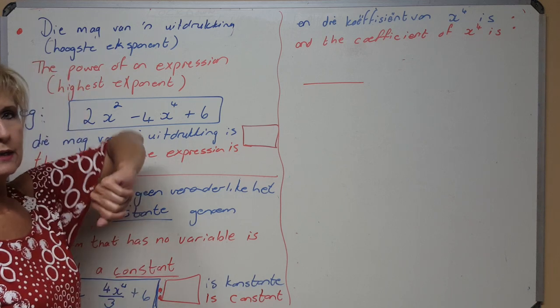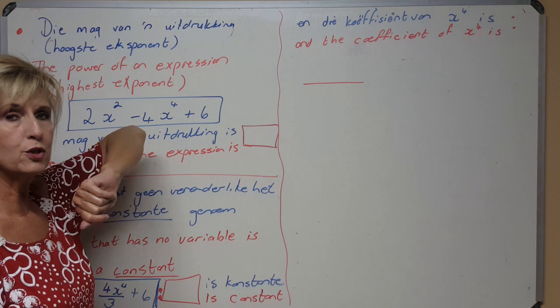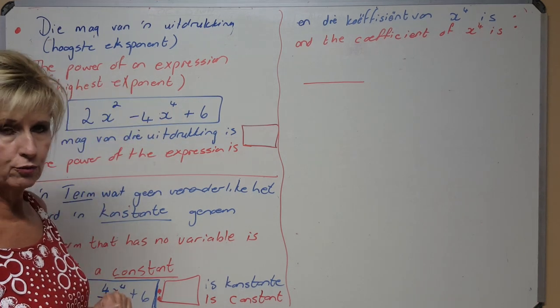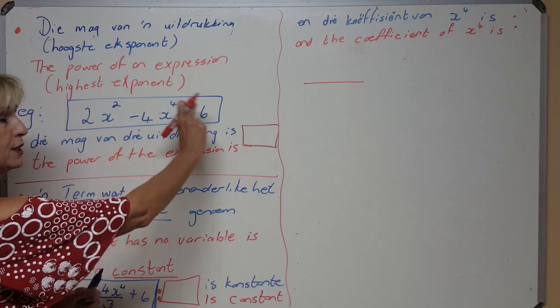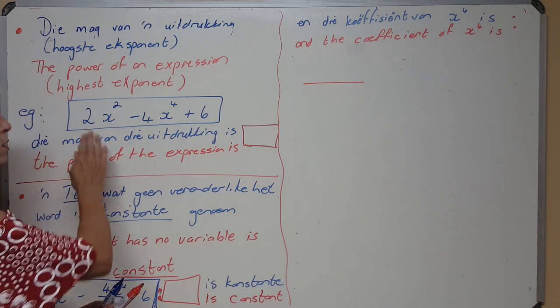Goed, die volgende ding is, as ek wil weet wat is die mag van 'n uitdrukking. If I want to know the power of an expression, then there's one rule. If you look at an expression and it can have a lot of terms, how many terms are here?